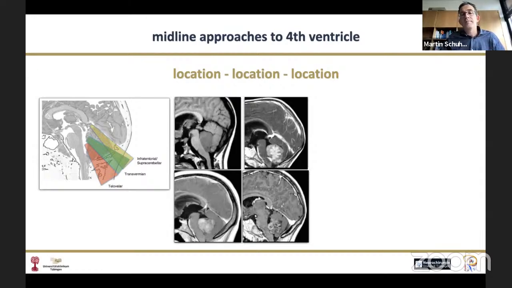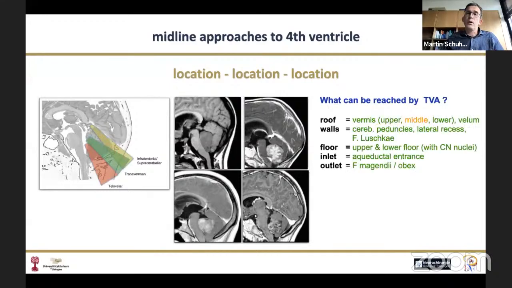So I'm showing you here 4 posterior fossa tumors. These are the typical cases in pediatric neurosurgery, not the large ones. This is at least the minimum size which you have until a child becomes symptomatic and is diagnosed. So that's the standard tumor. And all of those you can reach easily by a telovelar approach. So if we come back to the locations we have just been talking about, you see everything is in green.